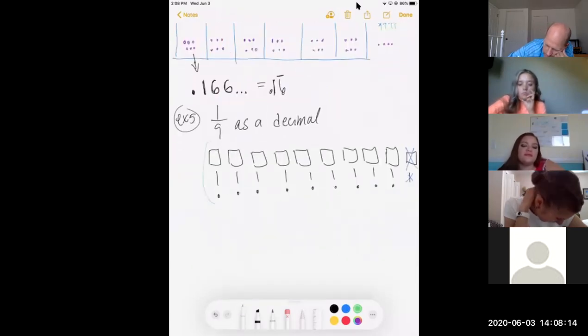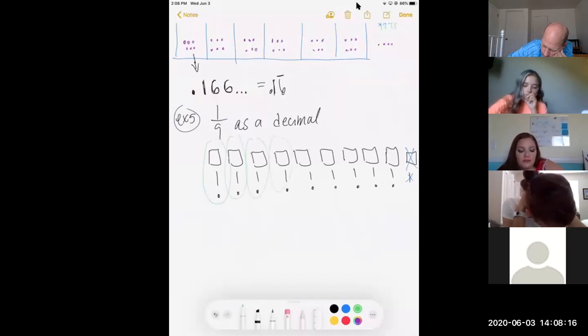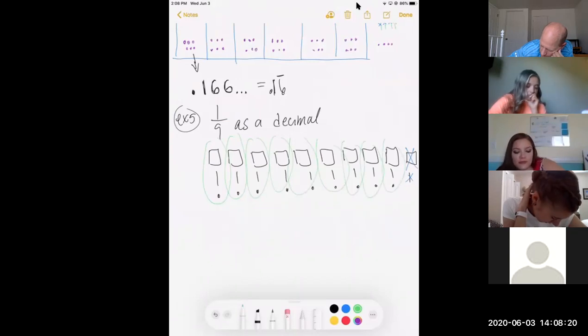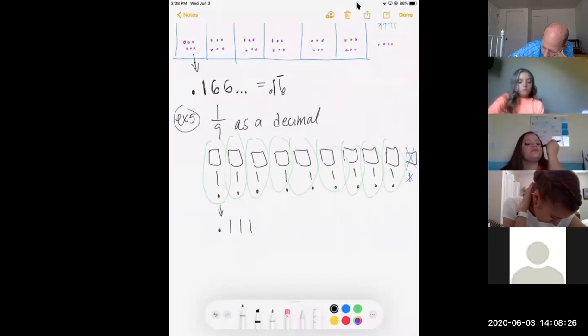And so these are my groups here. So one of those groups, 0.111. And it will go on forever, divide out like that. So 1/9 is 0.1 repeating.